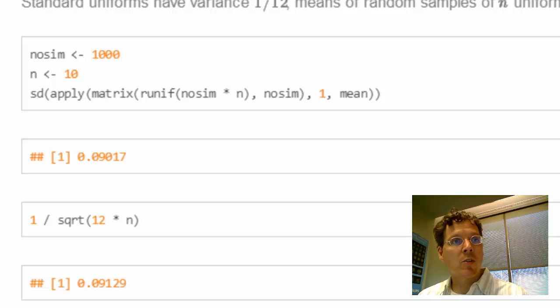Our math says that it should be 1 over square root of 12 times n. So if we do this, we get 0.09, and if we just take 1 over square root of 12 times n, we get 0.09.